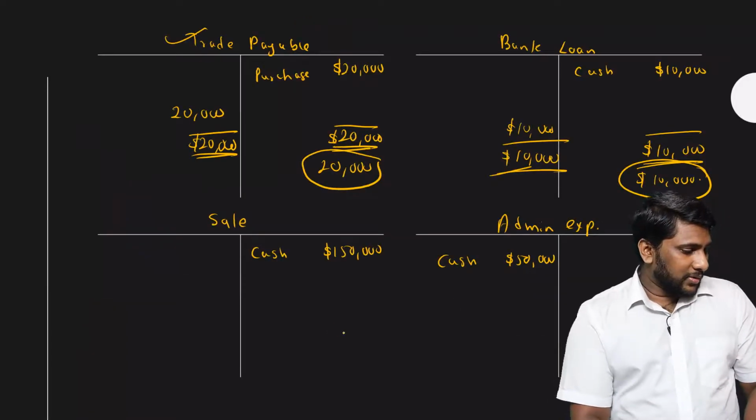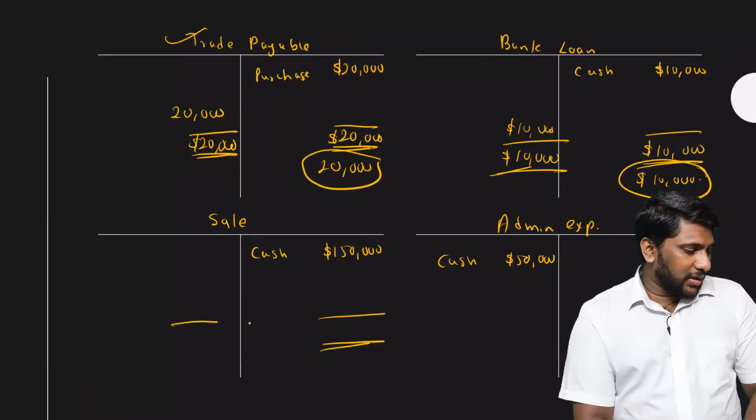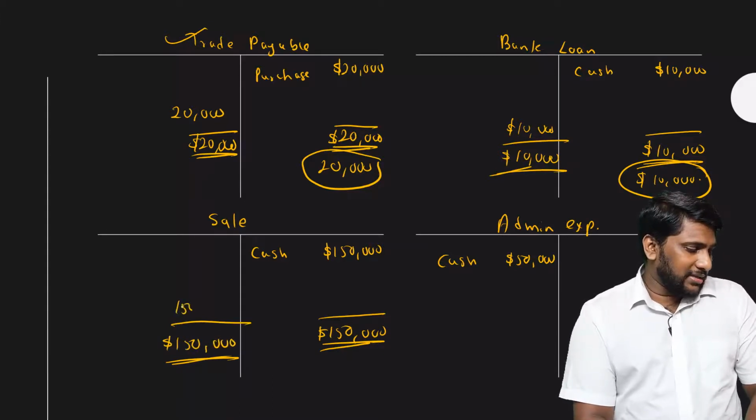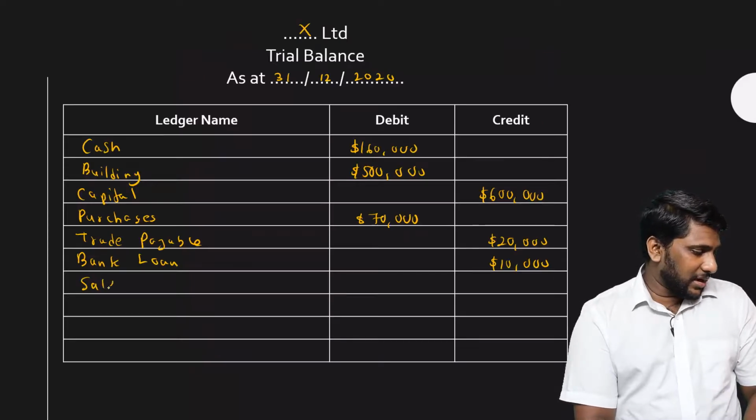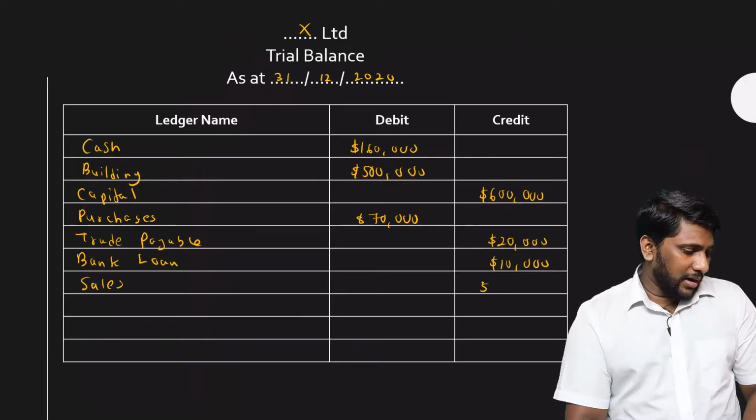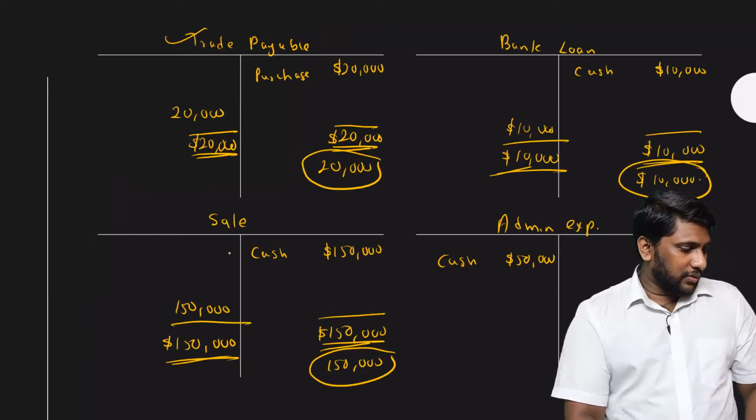And next one, sales, 150,000. So sales is an income account. Income balances should be there in which side? It should be there in the credit side. Income, liability, equity should be there in the credit side. So here income, sales income, how much is the value? 150,000. That one also done.